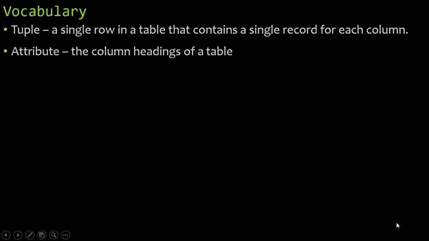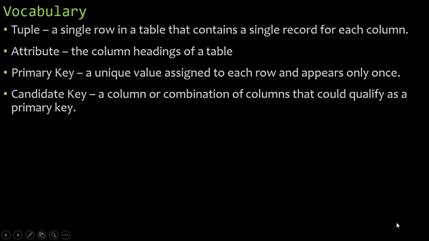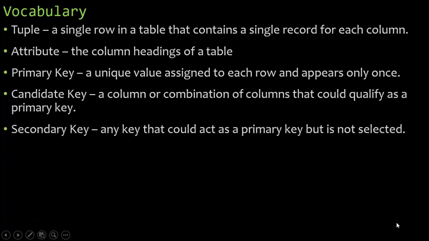Attribute is the column headings of a table. We also have something called a primary key. Now, this is a unique value assigned to each row, and it appears only one time for that table. We also have something called a candidate key. It's a column or combination of columns that could qualify as a primary key. A secondary key is any key that could act as a primary key but is not selected.